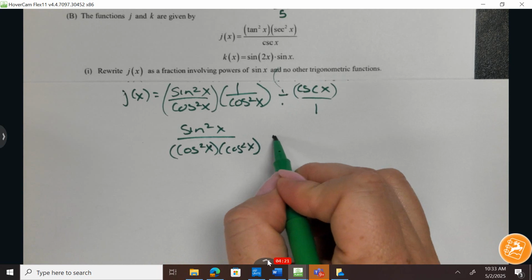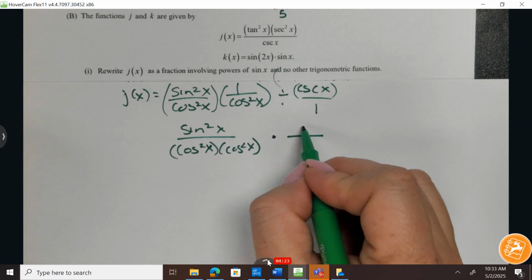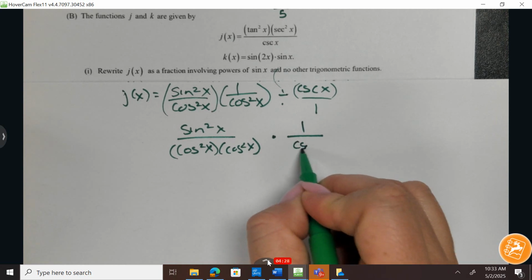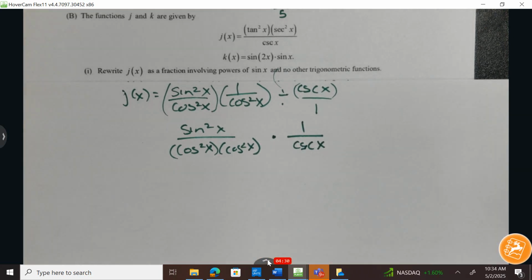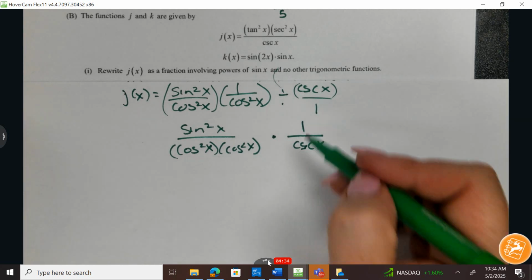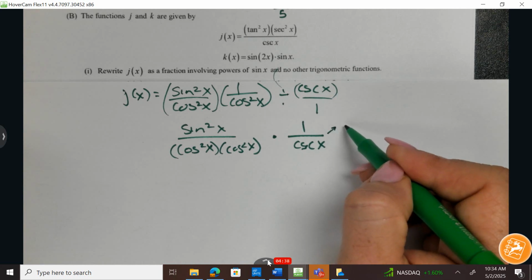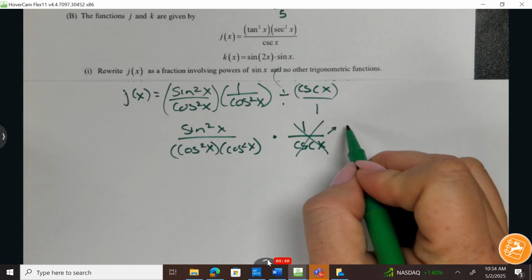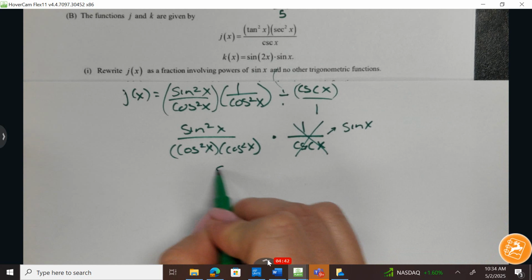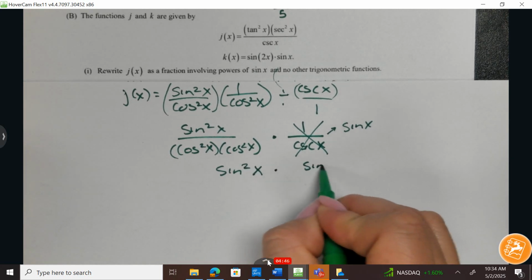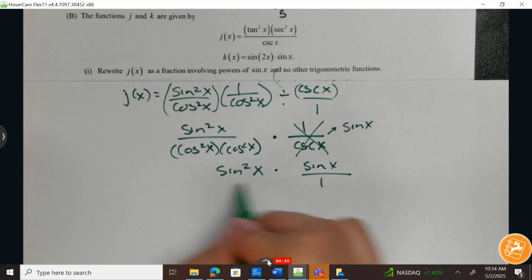And I'm going to turn division into multiplying, and we're going to take the reciprocal of the second fraction, which is 1 over the cosecant. Now, 1 over the cosecant is the same as sine, so really this equates to just sine, and so I'm going to take that out and simply write the sine of x. So now I have sine squared x times sine of x over cosine to the 4th.